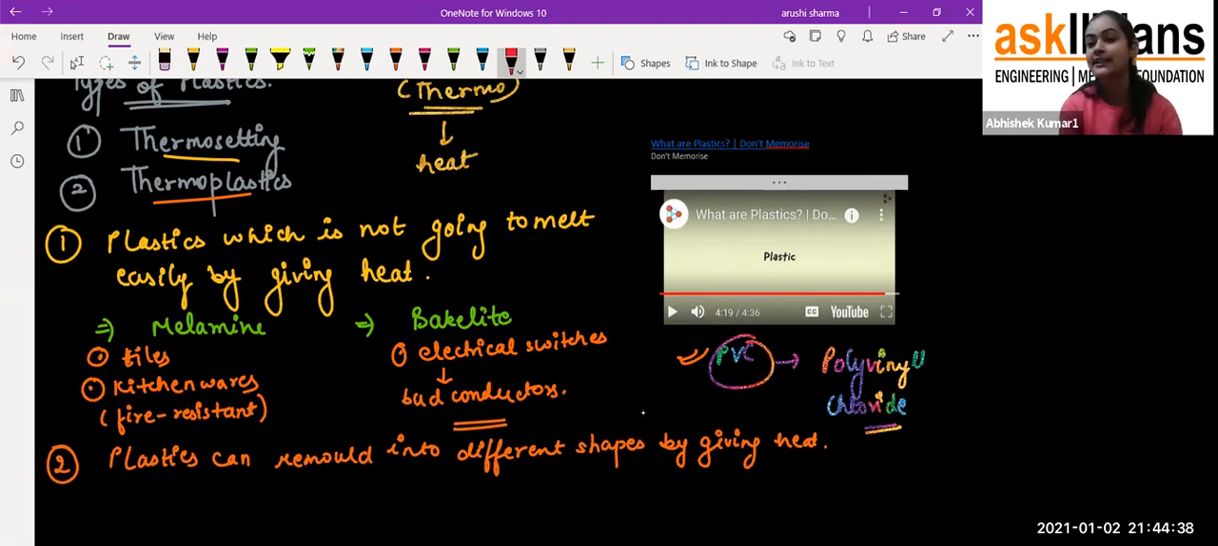And it's just that they depend upon the melting process only, that in one we are getting different shapes by melting them and by remolding them. That is the thermoplastic. And the thermosetting, that means once we have set their shapes, even if we melt them, we are not going to change them into different shapes. So that is the thermosetting plastics. Fine student, so these are the plastics.